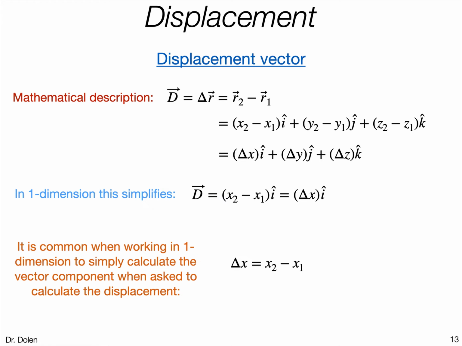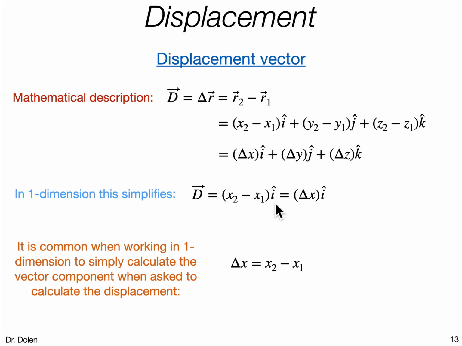Okay, in one dimension, this simplifies a lot. In one dimension, we don't have to worry about moving in y and z, for example. We're just moving in x. So my displacement in one dimension, as this chapter is based on, is just my final position in x minus my initial position in x, and it's, for example, in the i hat direction if we're moving along x.